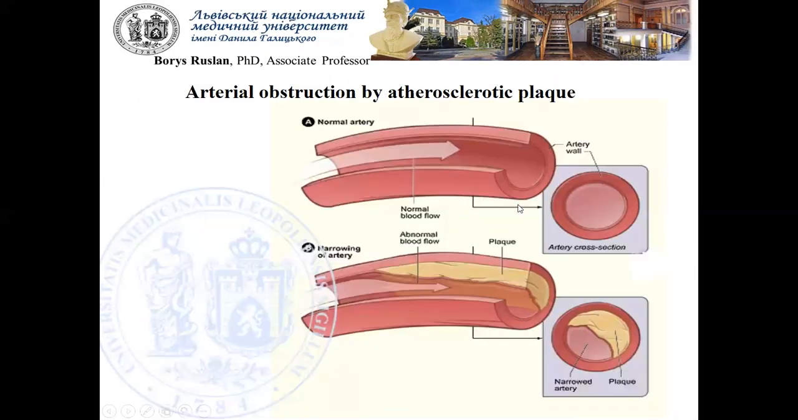In this picture, you can see the arterial obstruction by atherosclerotic plaque. So, you know this, our bloodstream in our vessels must be pretty good for better transportation of oxygen to our organs, our muscles, everything, right?